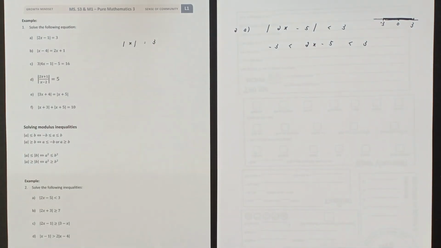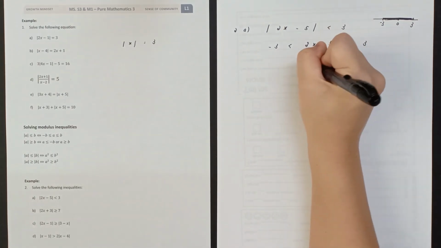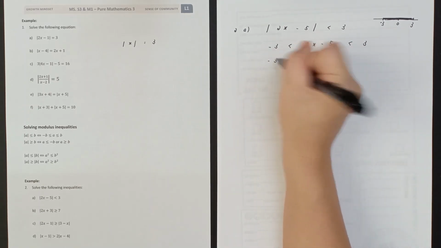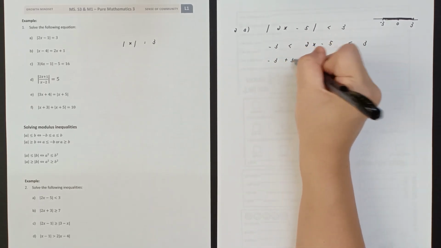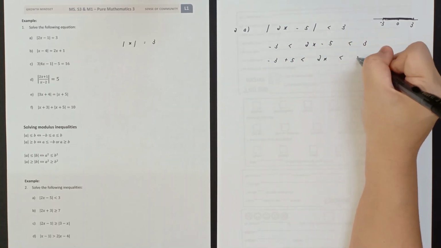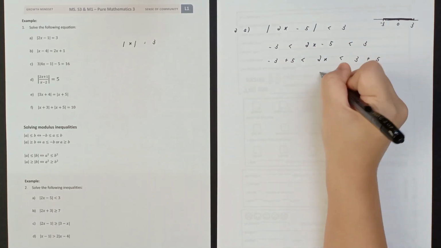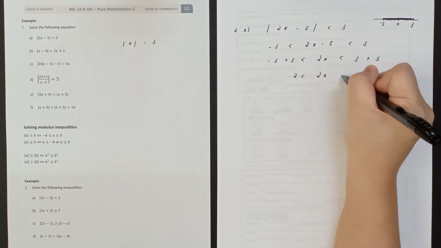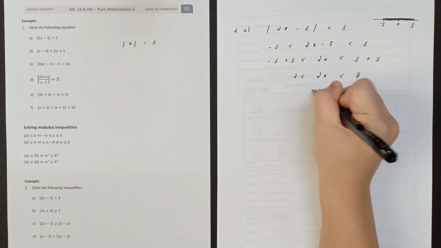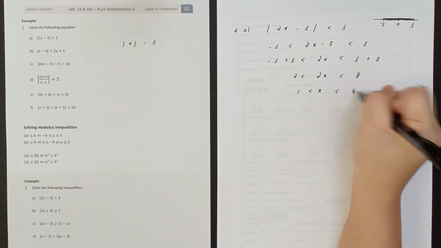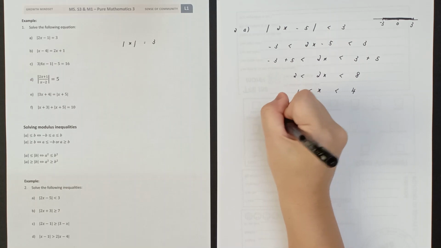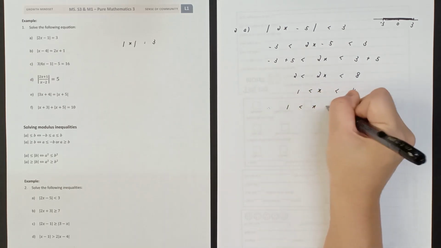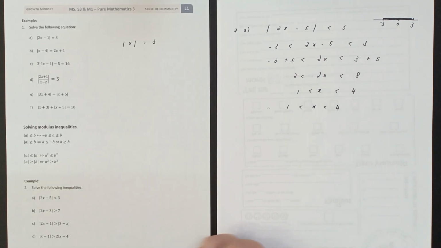Okay, then after that, let's continue to solve it. So 2x, let me write every step down. Negative 3, so when you move it, you get plus 5. The same thing, you must move it to both sides. So plus 5. Then you will get 2x, 2, and then 8. So x, 1, 4. Alright, so this will be our answer. It means that if I have an x that is in between 1 to 4, it will always give me a value that is lesser than 3 when I solve it with modulus.